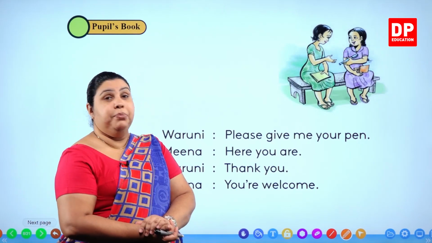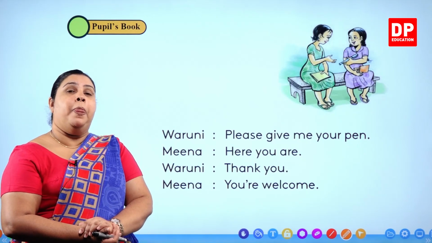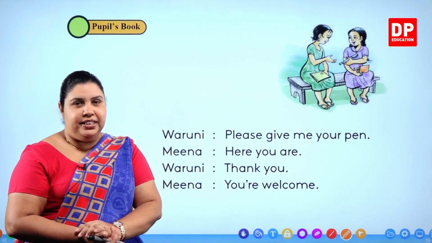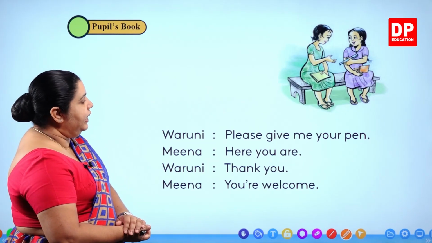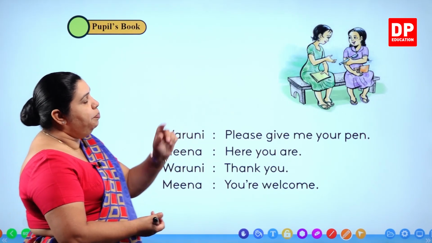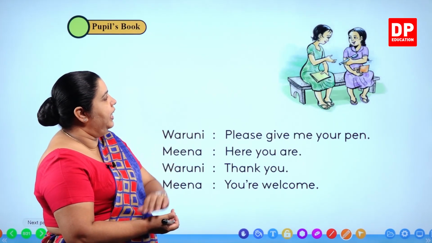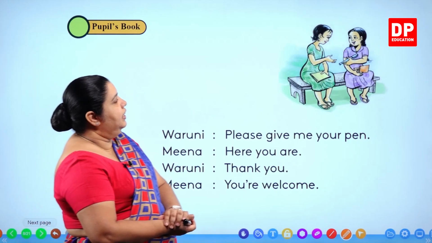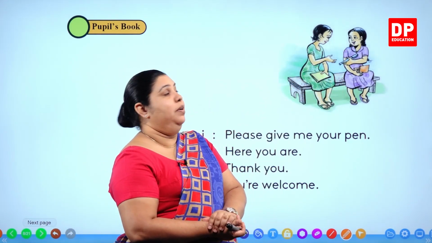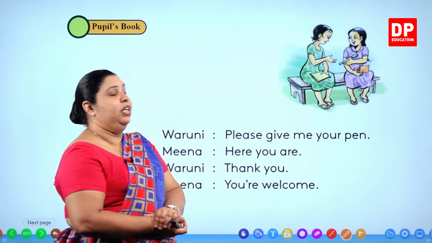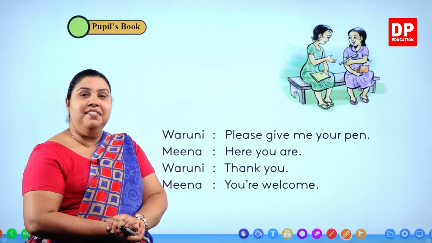Let's see whether they are using any magic words here. Right. Now Varuni says, please give me your pen. Now can you see Varuni and Meena? This is Varuni. Now she is asking Meena for a pen. Please can you give me your pen?